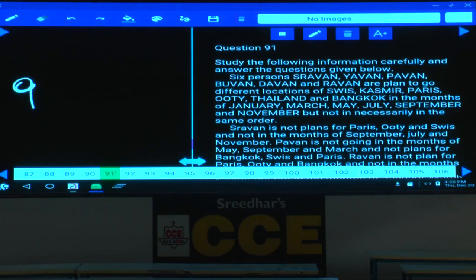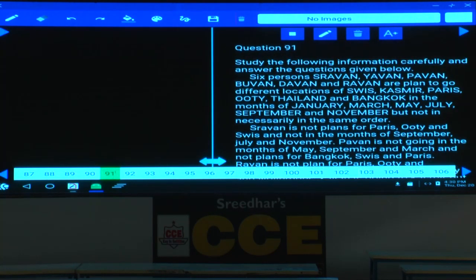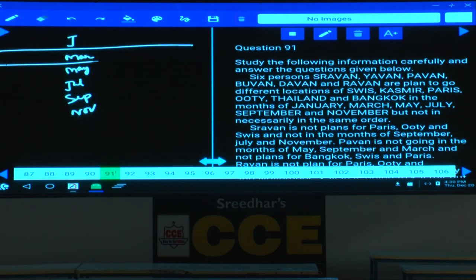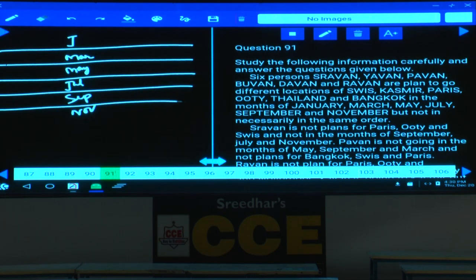Now these 7 persons are planning to visit 7 different places in the months of Jan, March, May, July, September and November. These are the 7 months, 7 persons, 7 different months to 7 different places. Then condition number 1.